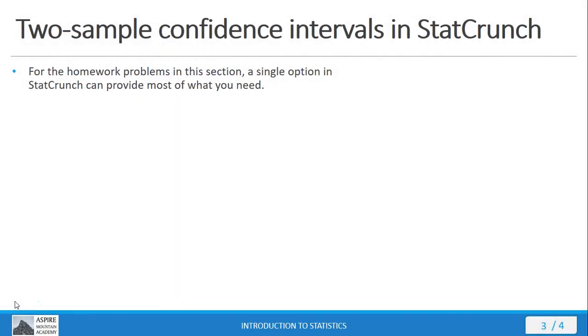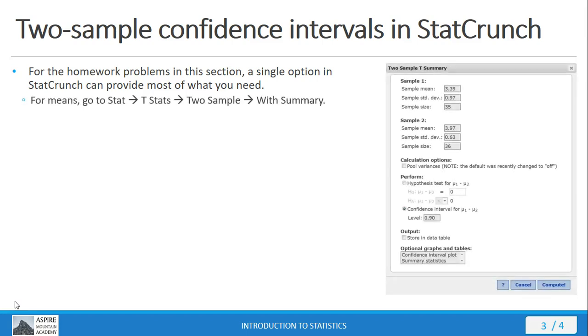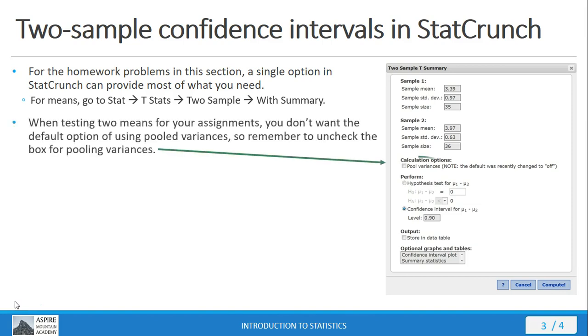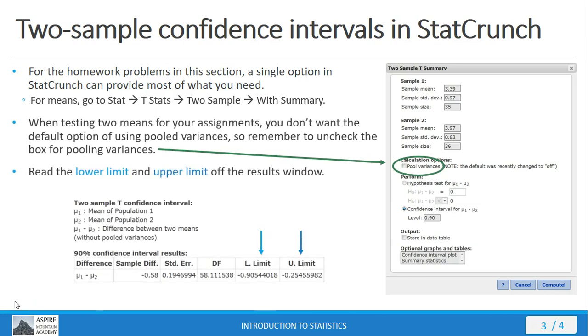When we're in StatCrunch, again, that single series of menu options that we saw with hypothesis testing, we're going to be using that a lot for the confidence interval estimates. So in StatCrunch, go to Stat, T Stats, Two Sample, With Summary. Again, remember that the first sample is typically the one that's mentioned first. Leave that pooled variances box unchecked, and then select the radio button down there for confidence interval. Then you're going to read the lower and upper limits right off the result window.